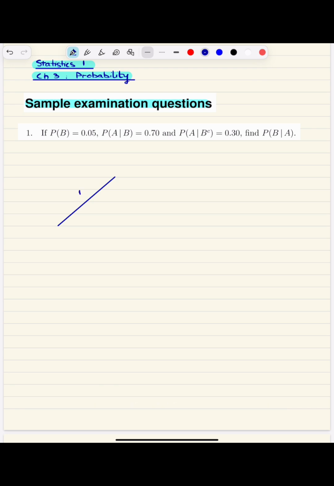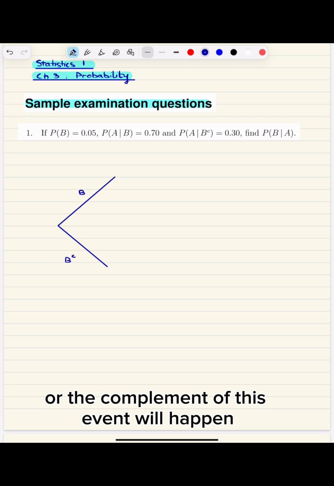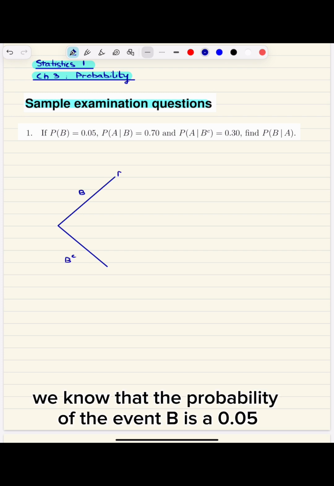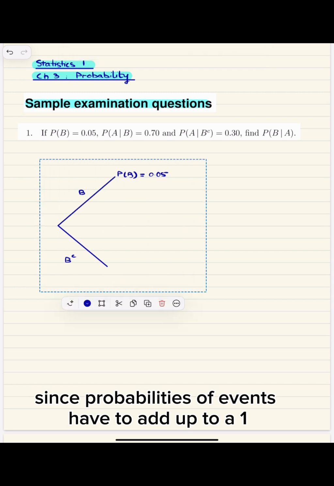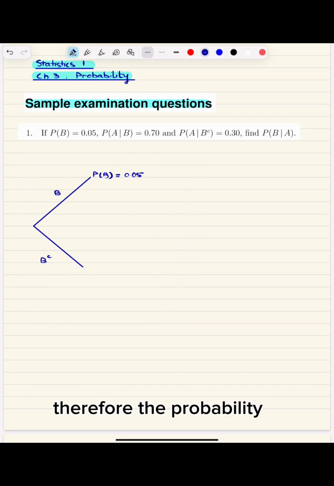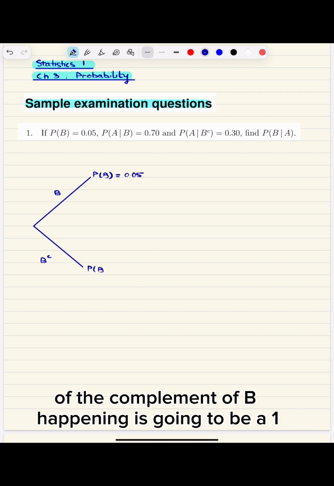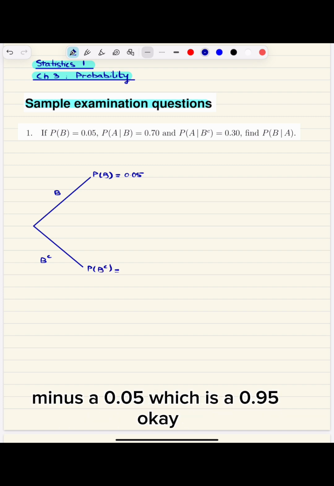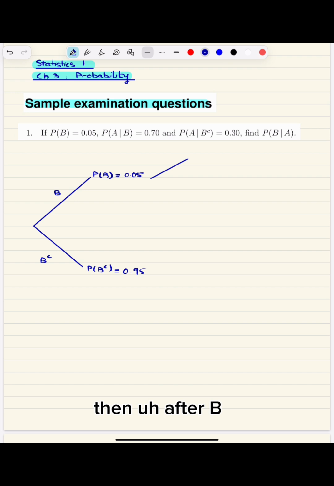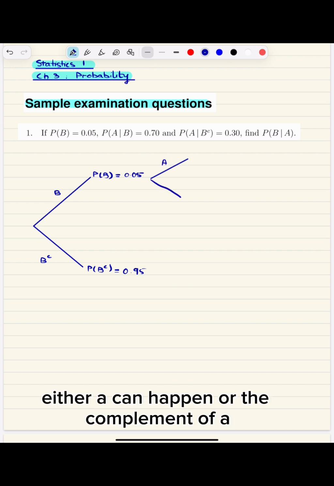So either the event B will happen or the complement of this event will happen. So we know that the probability of the event B is 0.05. Since probabilities of events have to add up to 1, therefore the probability of the complement of B happening is going to be 1 minus 0.05, which is 0.95. Okay. Then after B, either A can happen or the complement of A.